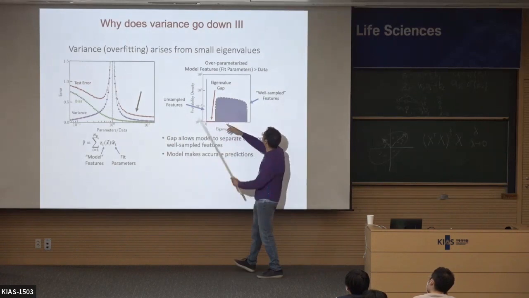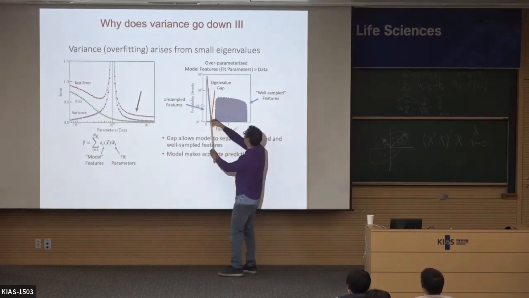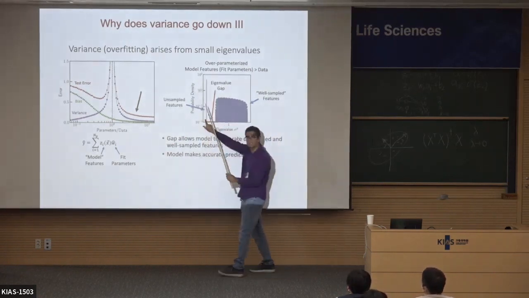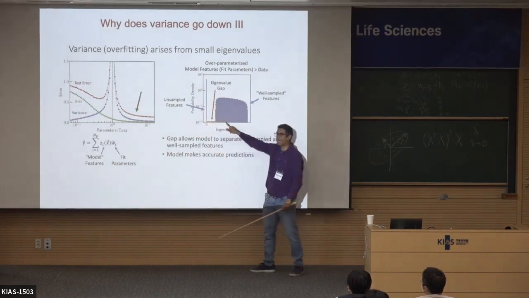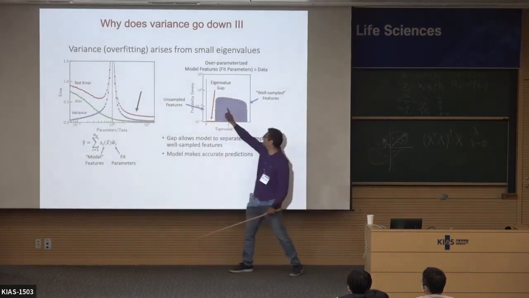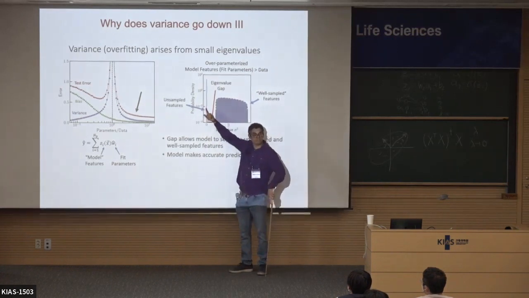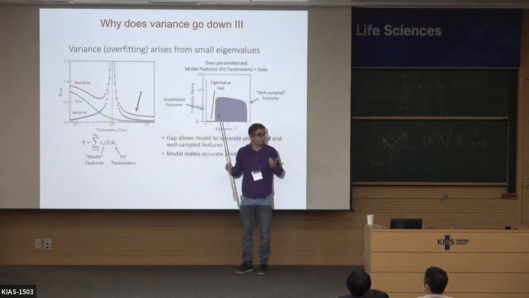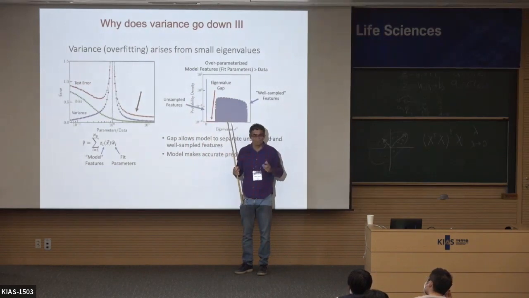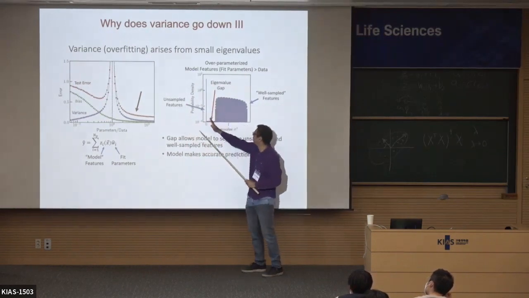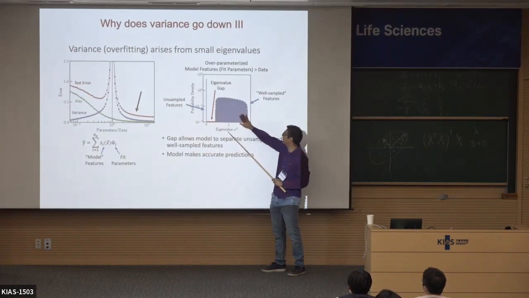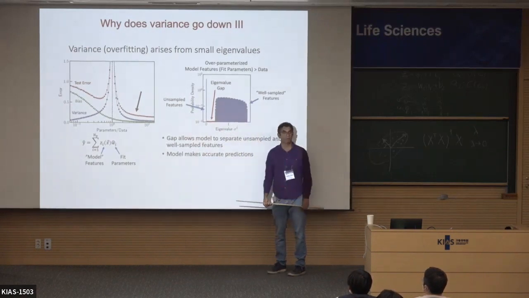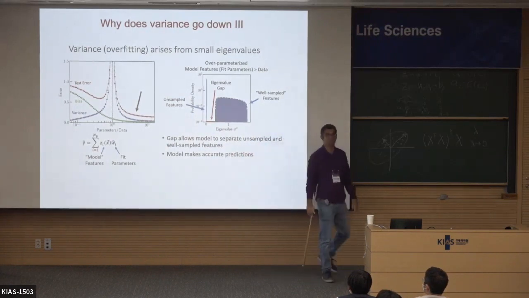But now the interesting thing is that as I go to the overparameterized regime, something else happens. Actually, a gap opens up again. So I get a bunch of eigenvalues at zero, which are the directions I haven't sampled at all. Think about the rank of the matrix. I have more features than data points, so I have to have a bunch of zero eigenvalues. Those pile up here, but now the directions I did sample, I sample well. Those of you who know anything about random matrix theory, this is the Marchenko-Pastur distribution that we've shown here.